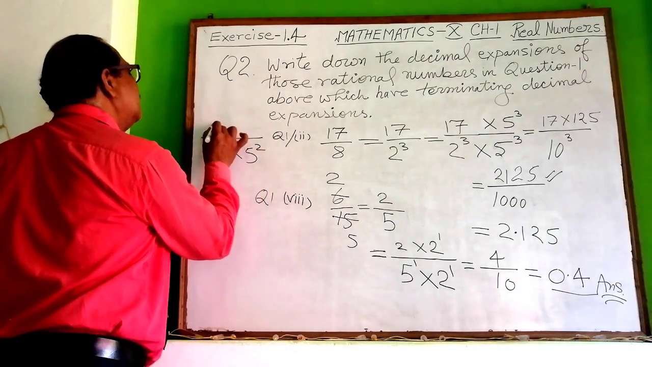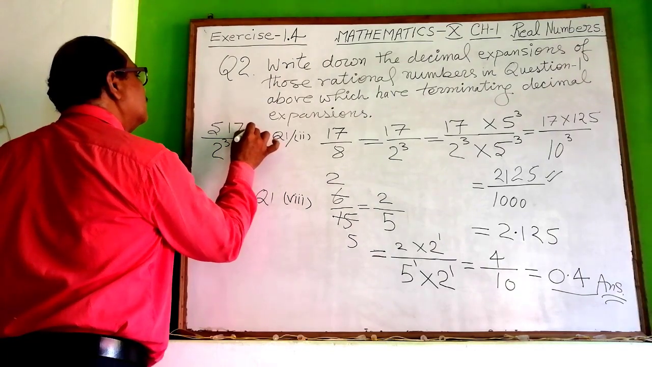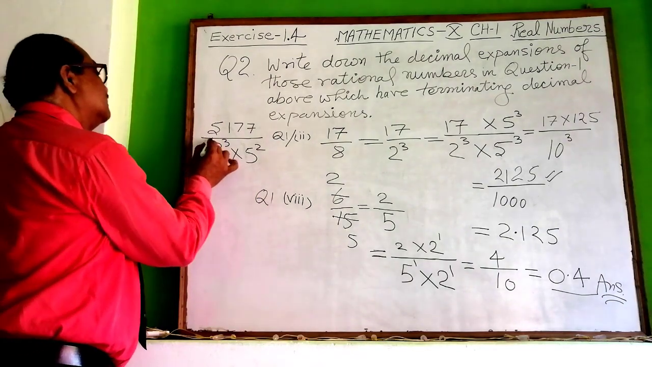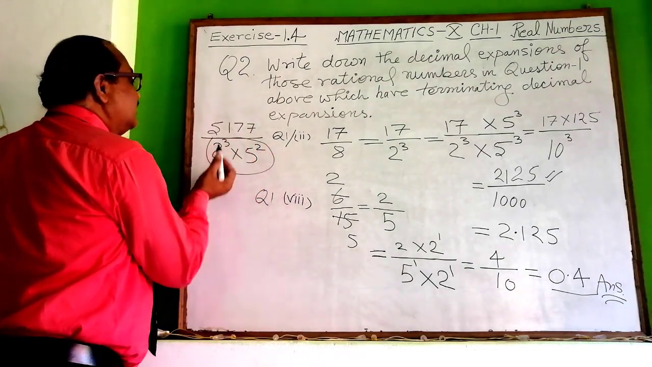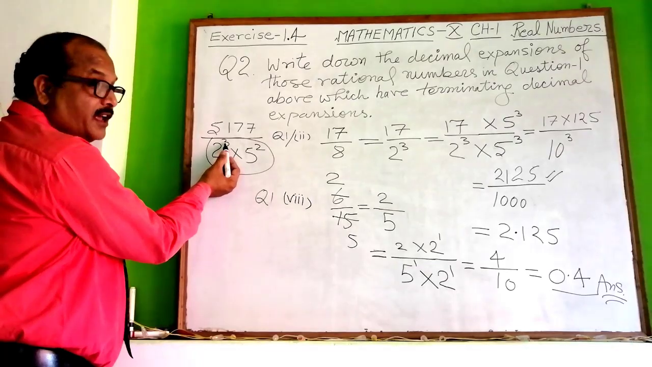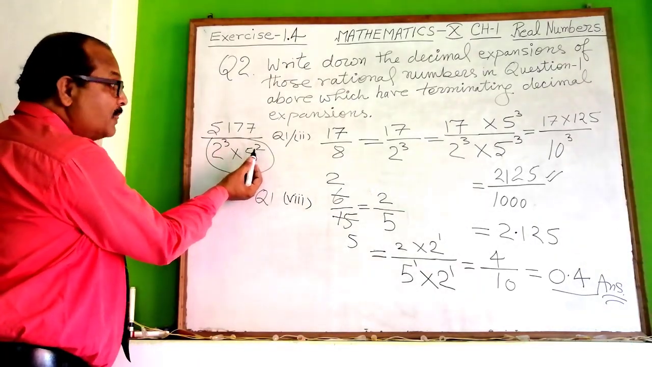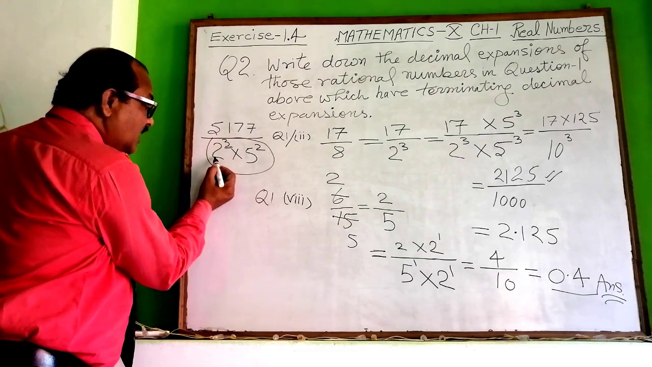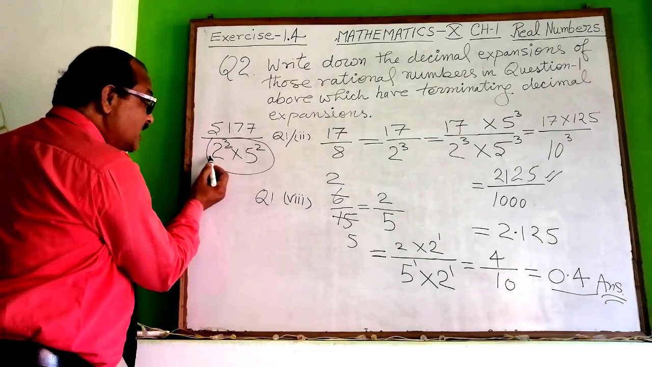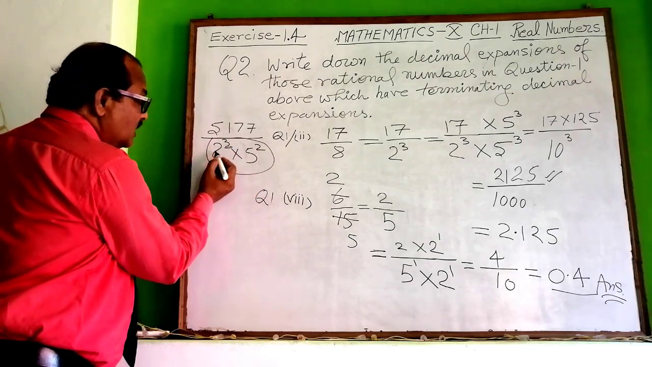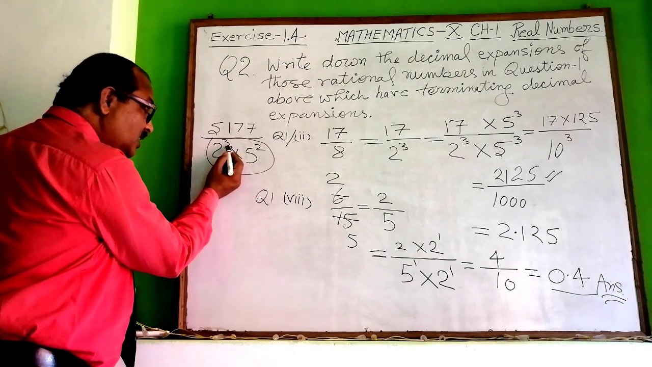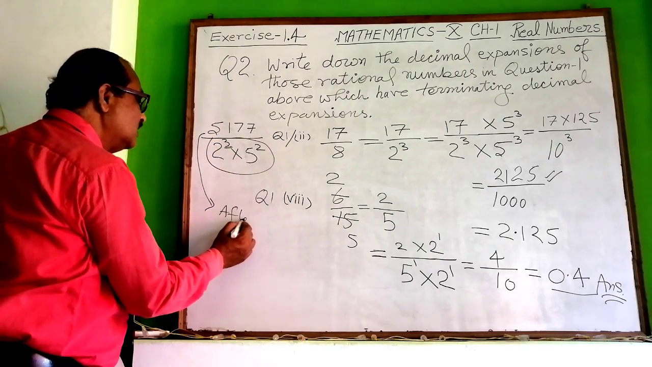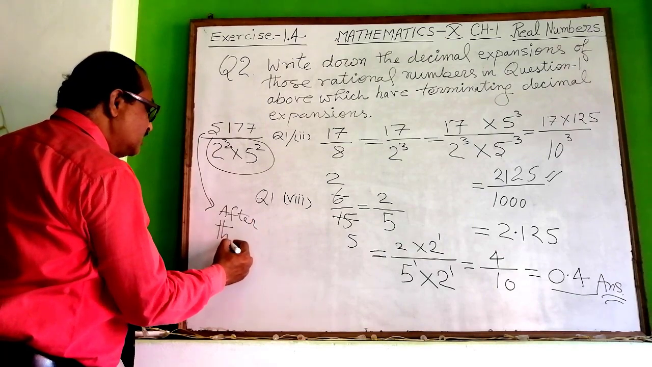Here, whatever number is given, you just see this. If the factor is in the form of 2 to the power n into 5 to the power m, you see the maximum power, either of 2 or of 5, whichever has the maximum power. You can see 2 has maximum power 3, so this number will terminate after 3 places of decimal.